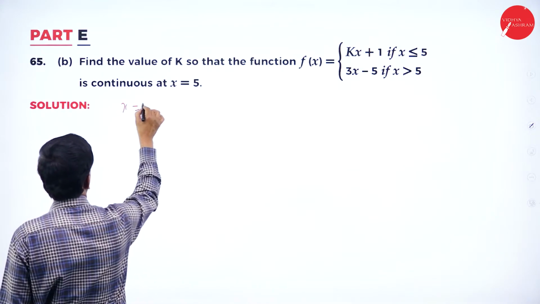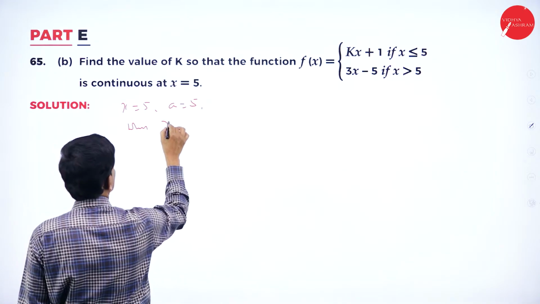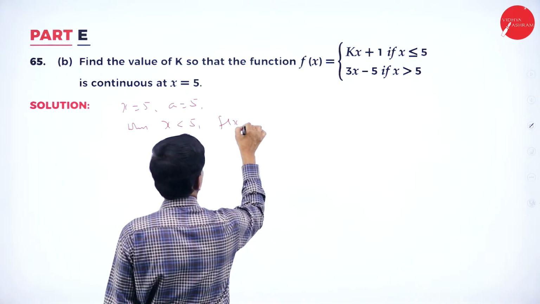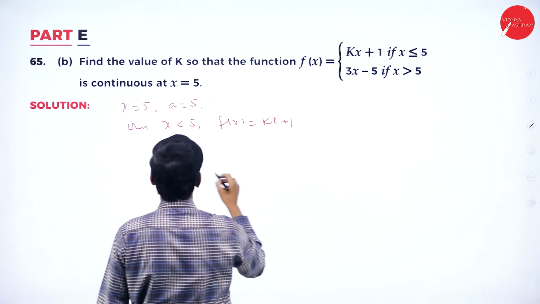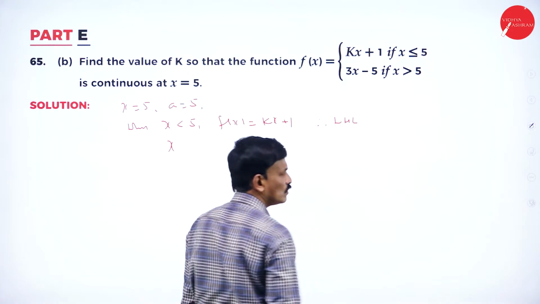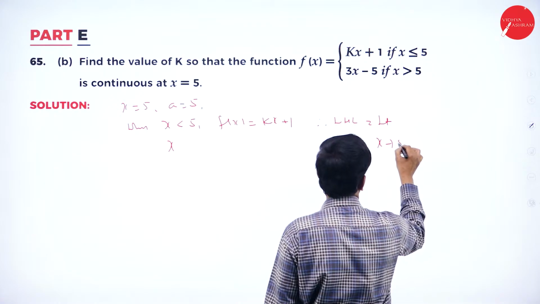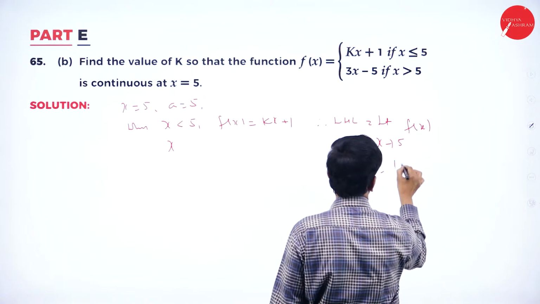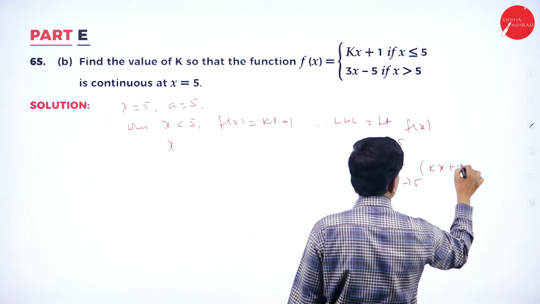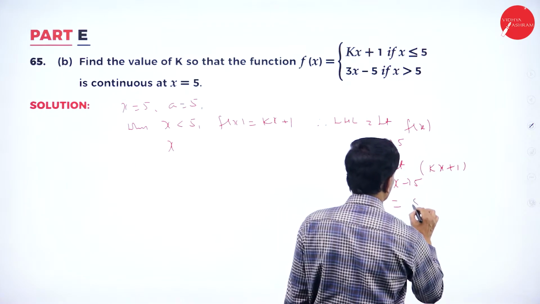Here x is equal to 5, that means a is equal to 5. When x is less than 5, you will get f of x is equal to kx plus 1. Therefore you will get the left hand limit. The left hand limit is the limit as x tends to 5 minus of f of x. So this is the limit as x tends to 5 of kx plus 1. If you put x is equal to 5, then you will get 5k plus 1.